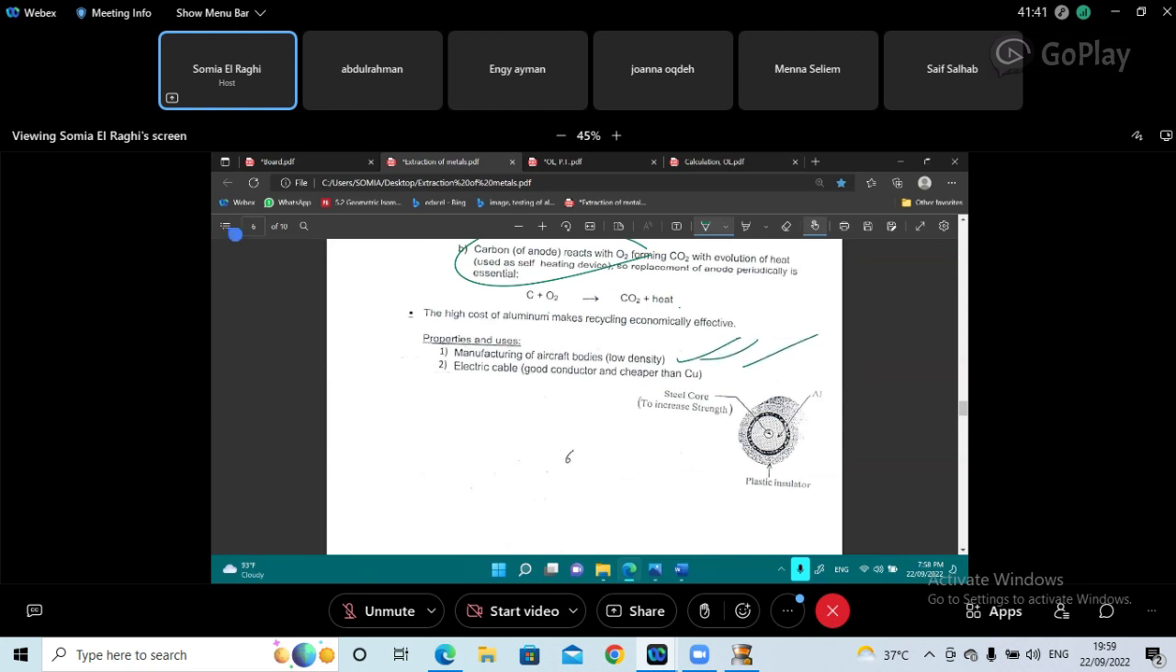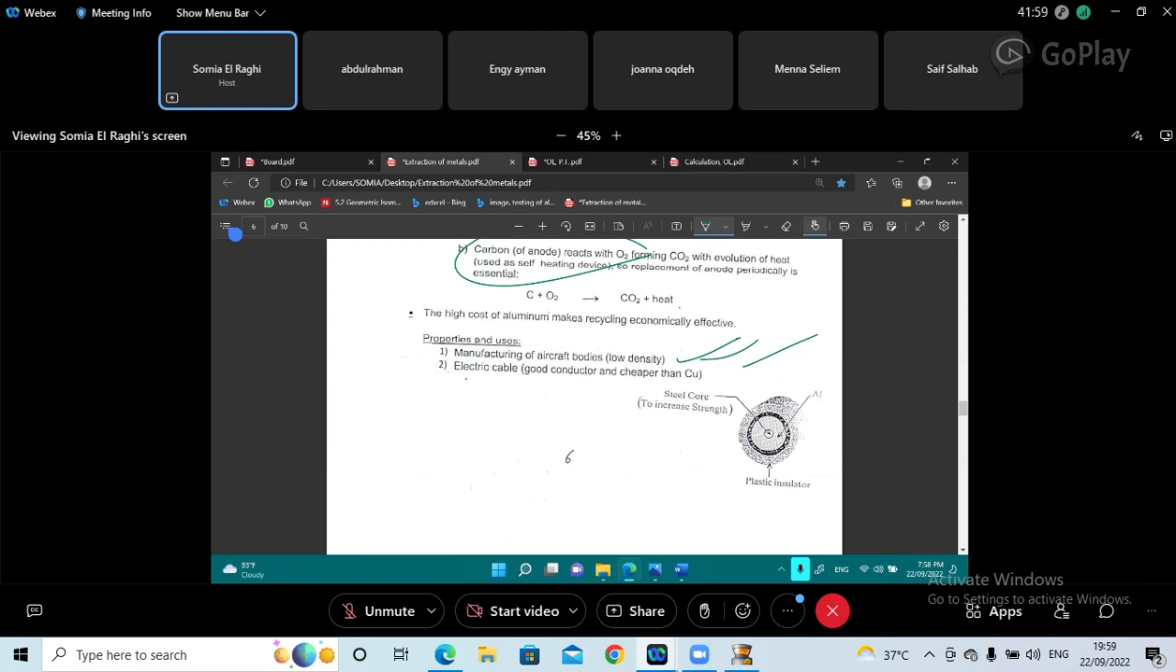This first property is a very frequent question in your exam. It is light, low density. So what do we have in the sky? Aeroplane. I need my aeroplane to fly easily, so they make the body of the aeroplane, the aircraft body, from aluminum because it is low density.